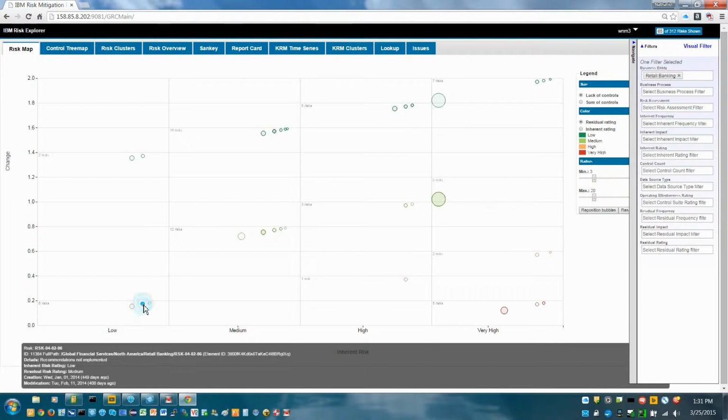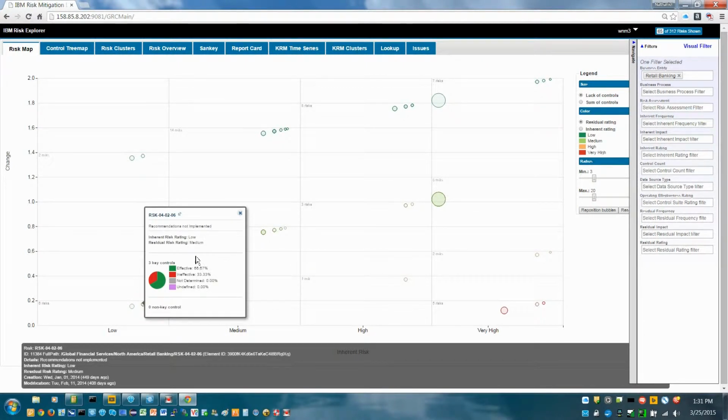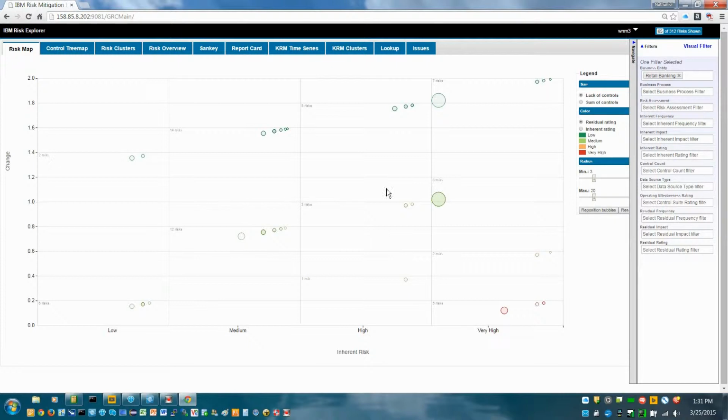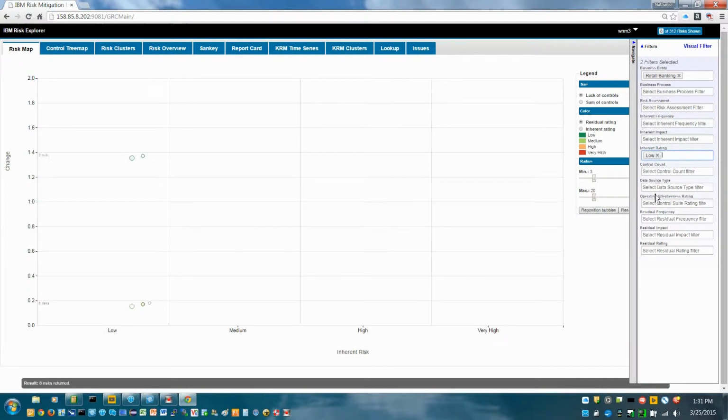Here though is a problem where we show risks that started low and ended up in a worse condition. Here we see it went to medium rating. This is probably an error, and we may want to get a look at what those risks are within retail banking. So we'll set an inherent risk rating filter at low and a residual risk rating at medium. And now we have this focus on those risks.